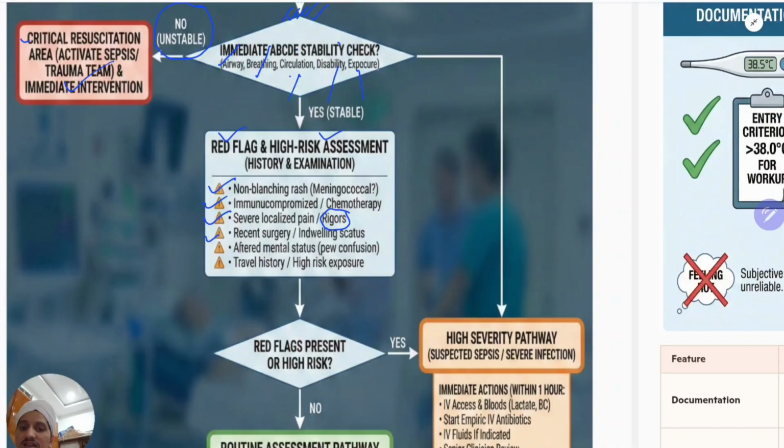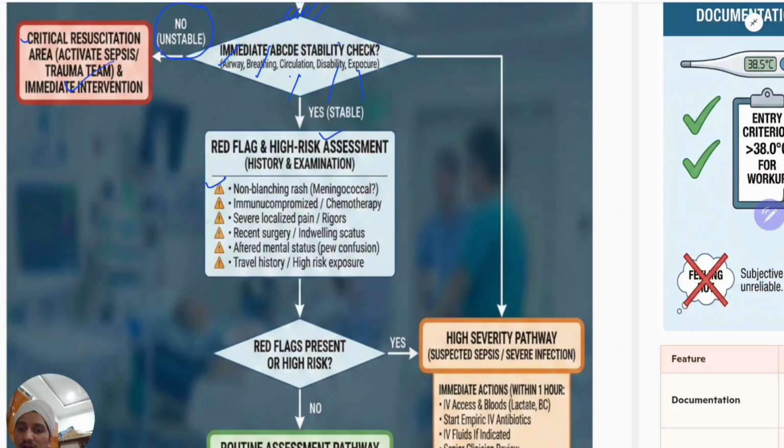Whether the patient has recent surgery or an indwelling catheter, whether the patient has altered mental status, confusion, again D, disability. Travel history or high risk exposure, meaning the patient has been exposed to a patient, for example, in COVID-19. Any patient exposed to that index case will be monitored. High risk exposure also includes sexually transmitted infections. So these 6 things you remember. These are considered red flags in a patient with fever. What is that? Non-blanching rash, and you remember as first signs and symptoms.